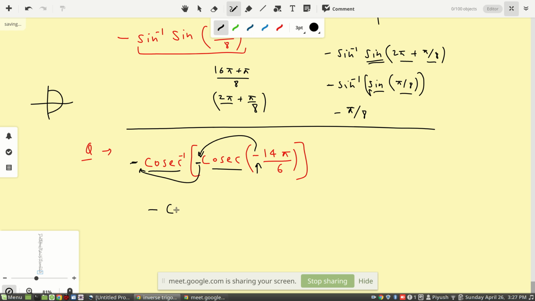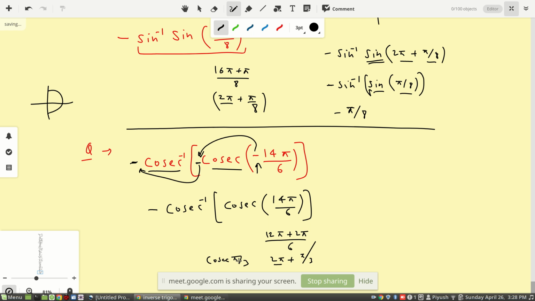Finally, this can be minus of cosec inverse of cosec 14 pi by 6. And you know how to deal with this. So 6 to the 12, so this will be 12 pi plus 2 pi by 6. 6 to the 12, so 2 pi plus pi by 3, since 2 pi by 6 means pi by 3. And when we have 2 pi plus theta, this will be simply cosec theta, so cosec pi by 3, and this will cancel the effect, so minus pi by 3 is the answer.